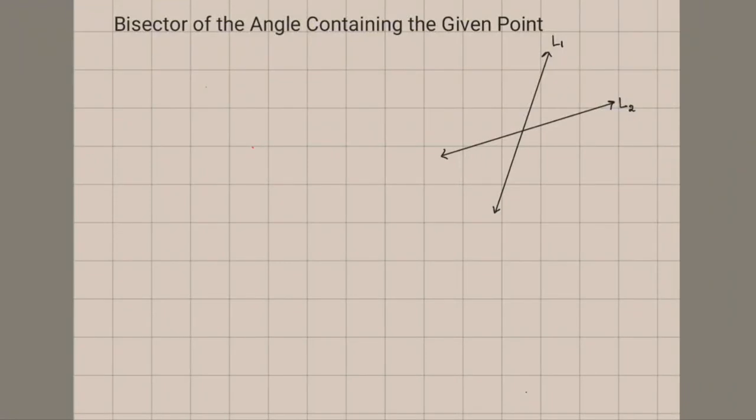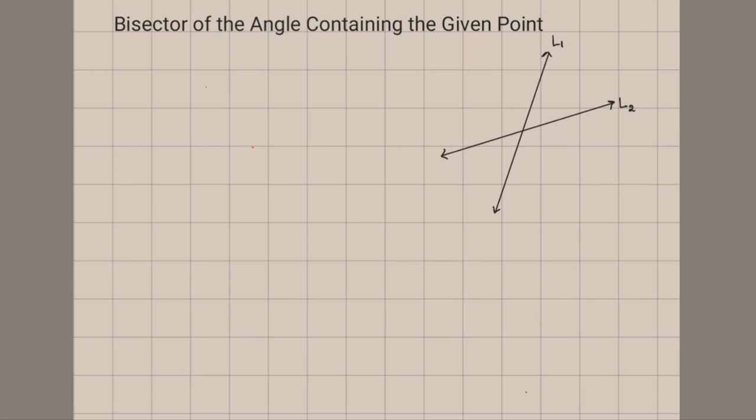Hello guys, today we will see one more application of angle bisectors, which is nothing but the bisector of the angle containing the given point. In the previous lectures, we have seen that if we have two lines L1 and L2 and they intersect, then we have two bisectors. One is the acute angle bisector and the other is the obtuse angle bisector. And we have seen how to find those two equations in the previous lecture.